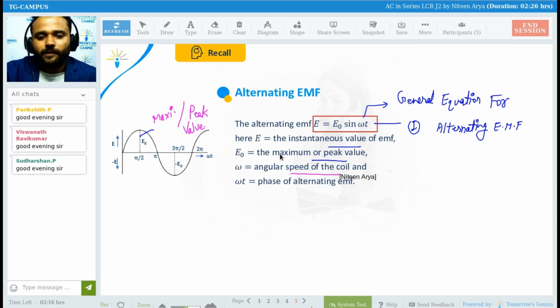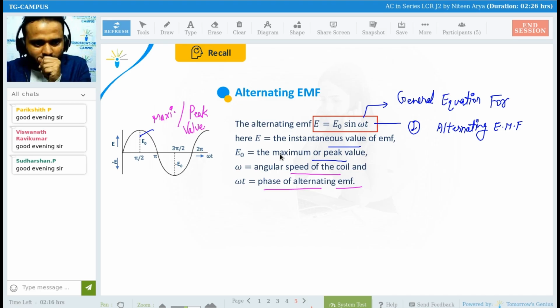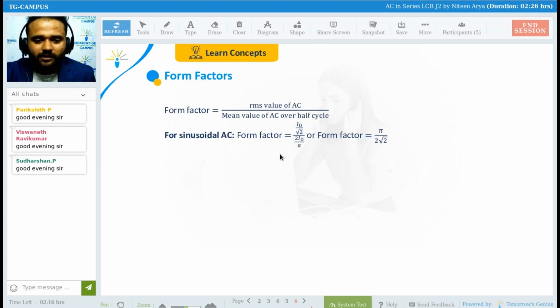Omega is the angular speed of the coil. Omega t is the phase of the alternating EMF. Omega t we also defined. Omega is the angular speed of the coil. Clear everything? Is this clear or not? Just type yes if it is clear, so I can move ahead, right? Because seeing you sitting like this, I don't think you have a question or query.